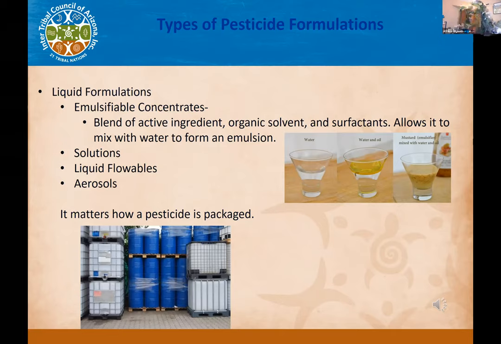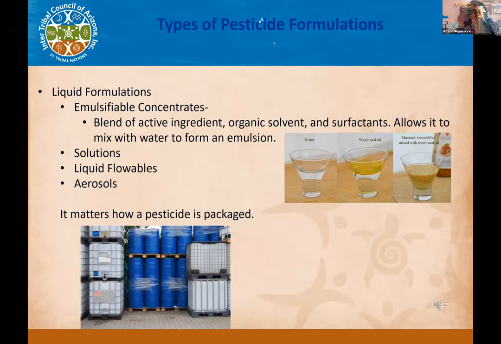Then you have your solutions. Some pesticide active ingredients dissolve readily in a liquid solvent, such as water or a petroleum-based diluent. When mixed, they form a solution that does not settle out or separate. Formulations of these pesticides usually contain the active ingredient, solvent, the carrier or the diluent, and one or more other ingredients. No emulsifier is required, and solutions are suitable for any type of sprayer and are registered for many sites.